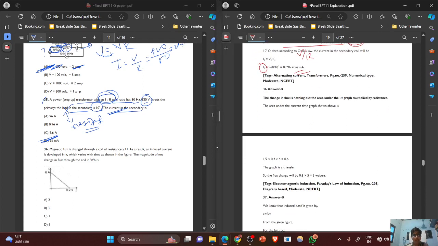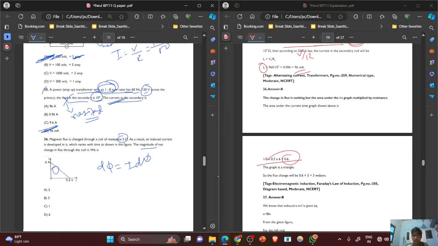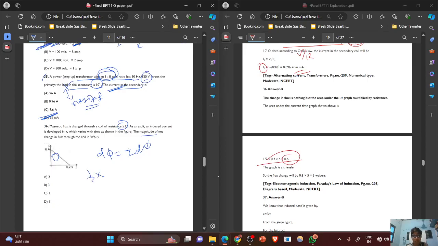Now the next question. The magnetic flux is changed through a coil of resistance 5 ohm. As a result, induced current is developed which varies with time as shown in the figure. This current is varying with this time. Now the magnitude of net flux. You already know change in flux is given by I dt, the area under the I-t graph. Simply it's a triangle, half into base into height. Putting the values, we get 0.6.